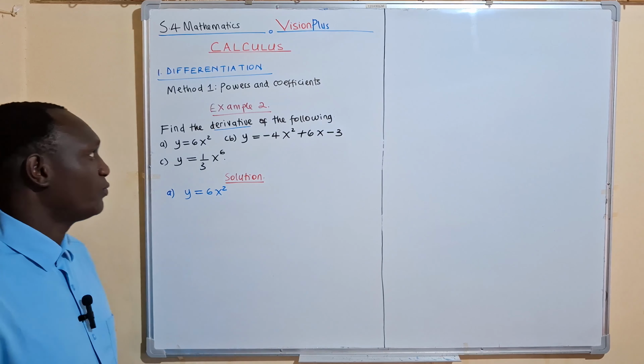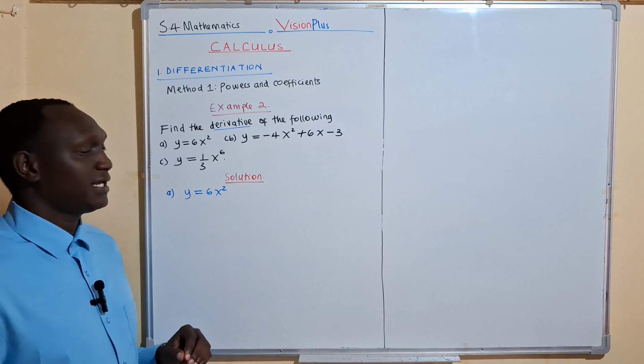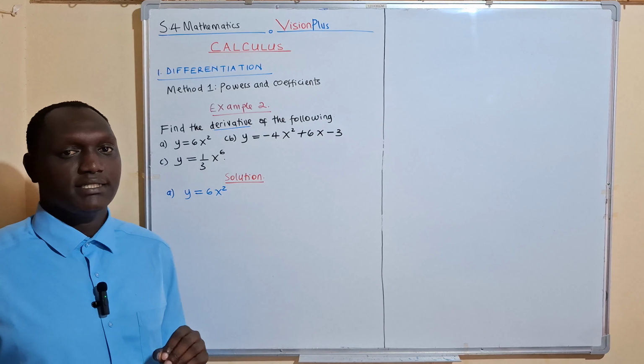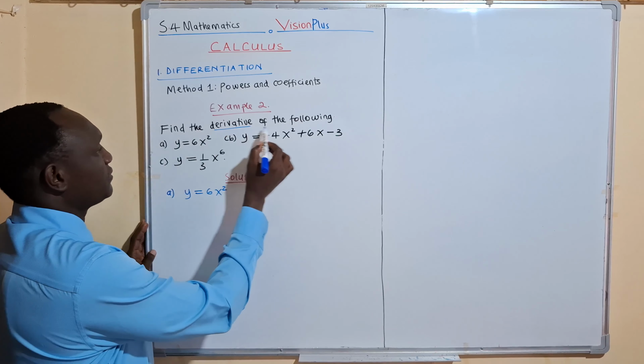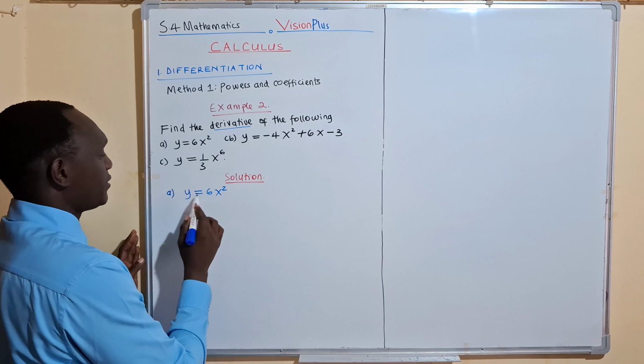We are looking at differentiation and we are doing example 2 using method 1, that is dealing with powers and coefficients. Example 2 says find the derivative of the following. Part A, y equals 6x squared. Now the derivative means that we need to differentiate the given function y with respect to x, which is the variable in this case. So differentiating the function y, we shall say dy with respect to x.